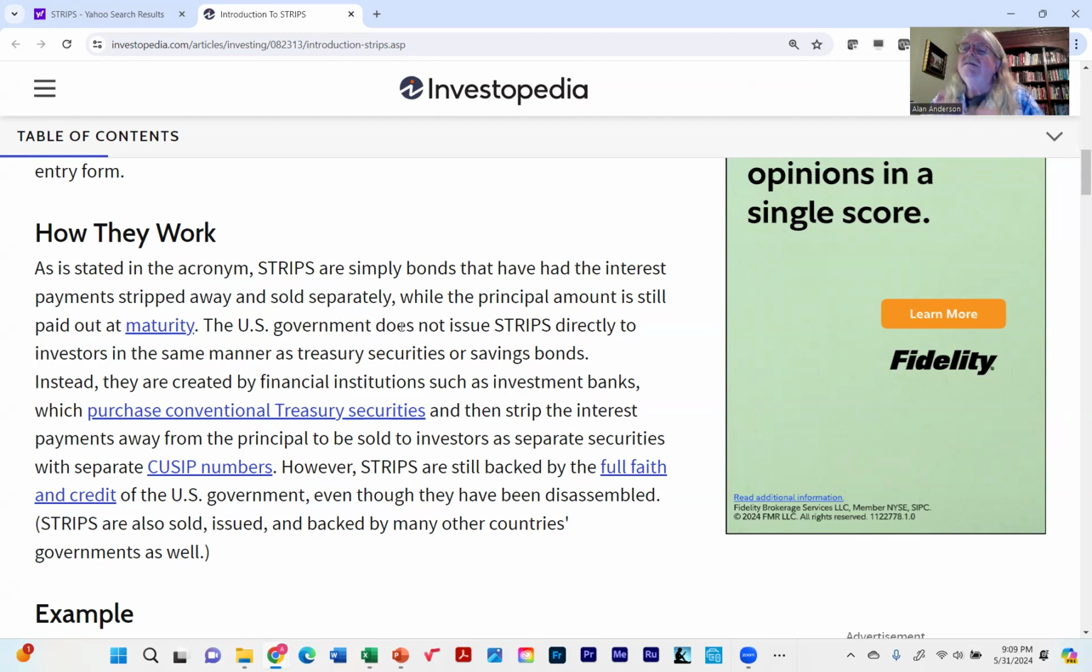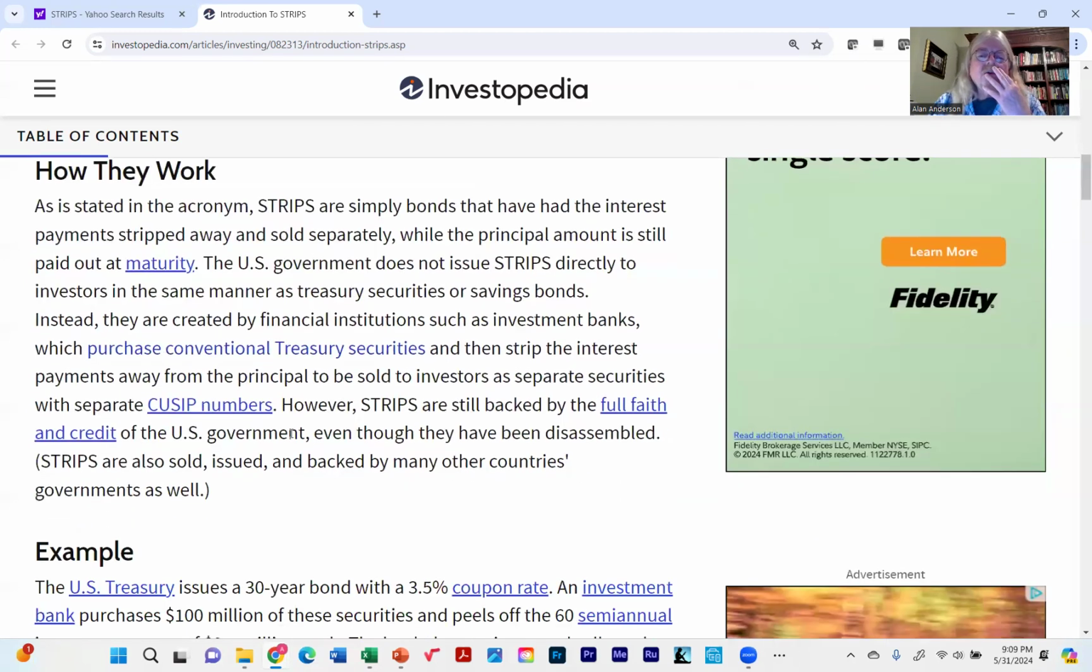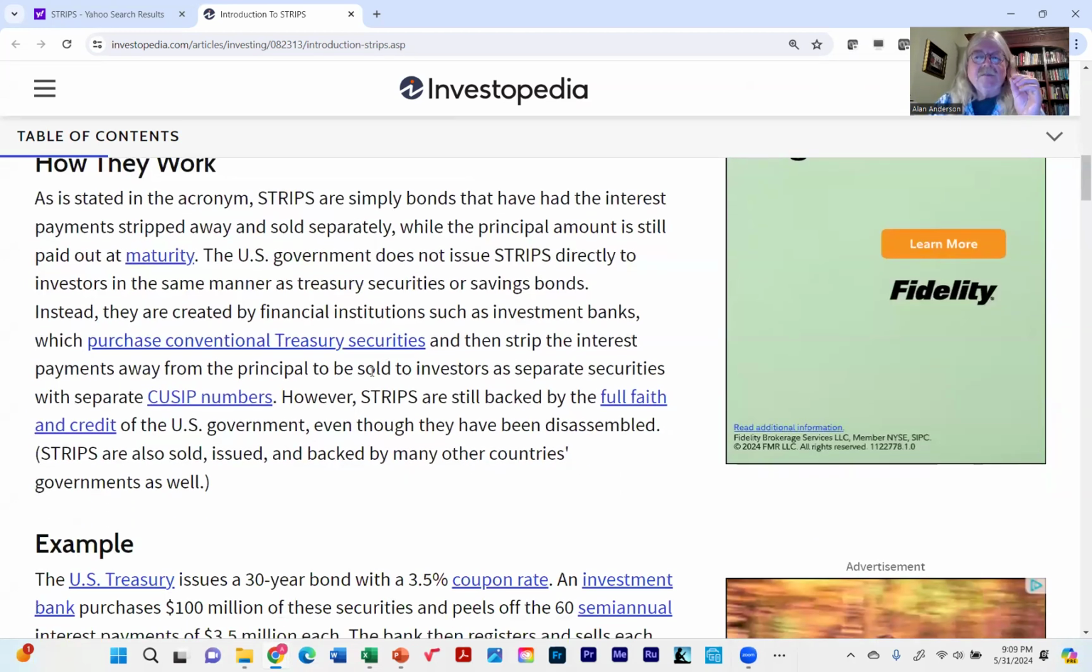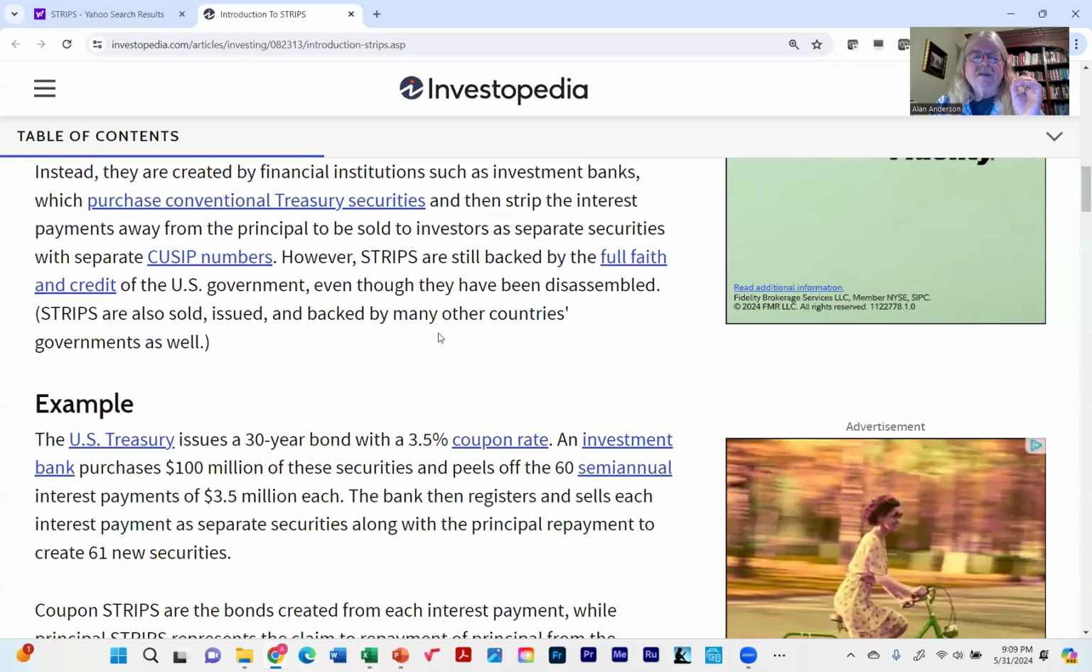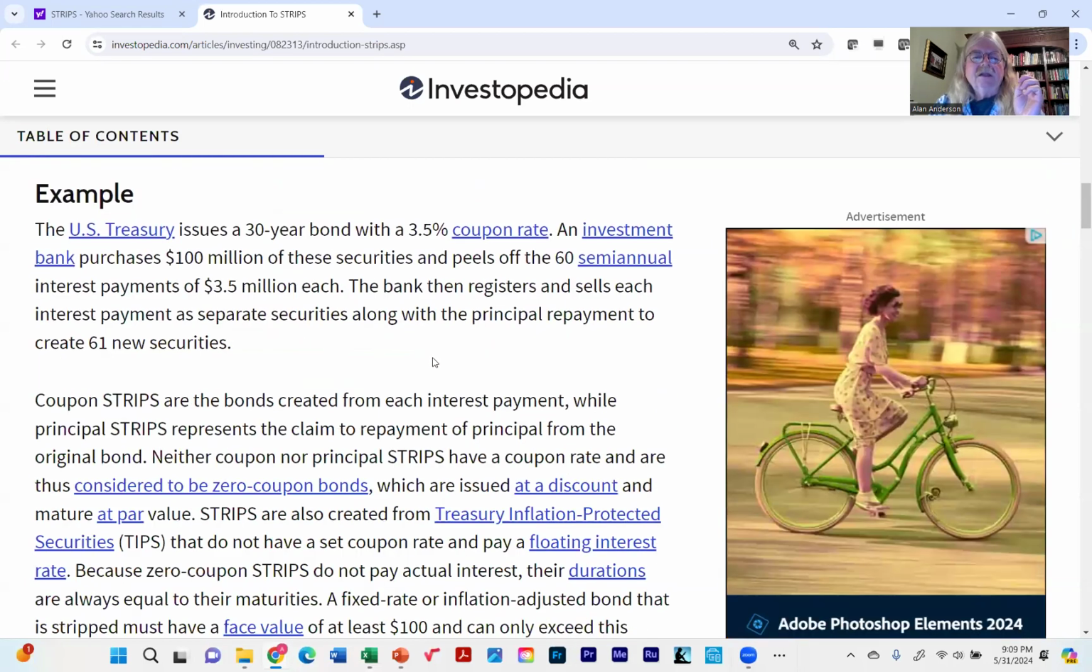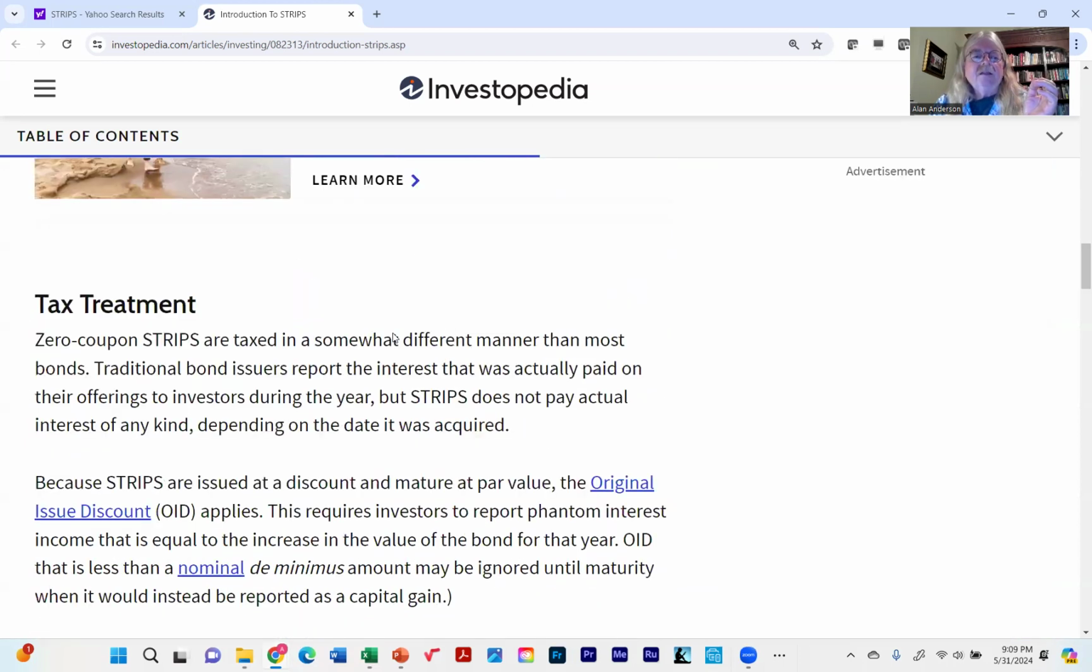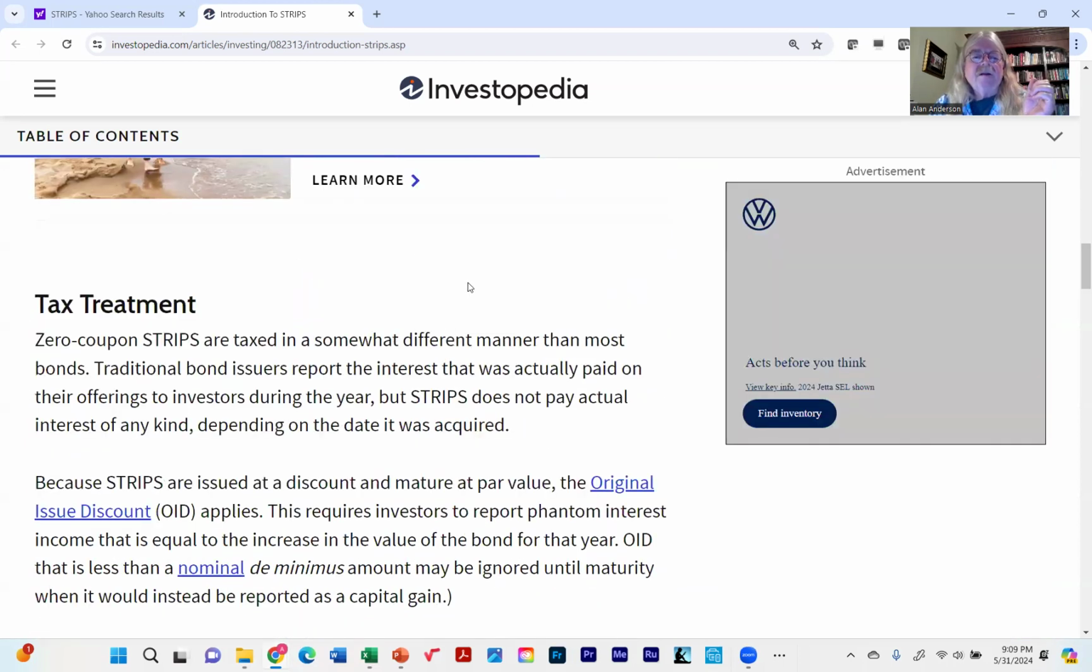In other words, you don't have to worry about this financial institution failing you, because otherwise they're not risk-free anymore. And then what's the point? So yes, that is the important part, the fact that no matter what happens, you'll get your money. Okay. So like it says here, we've got a bank that registers and sells each interest payment separately to different clients. So it's a pretty brilliant idea.